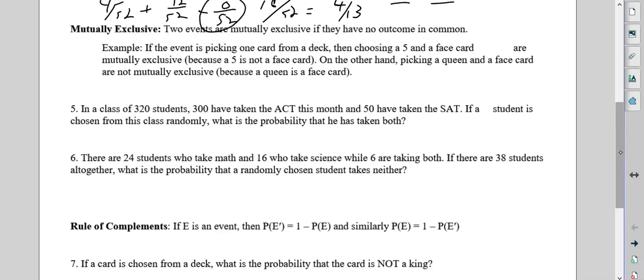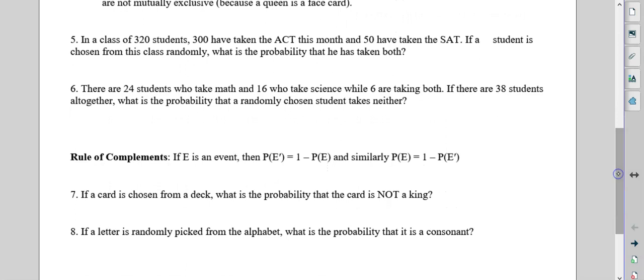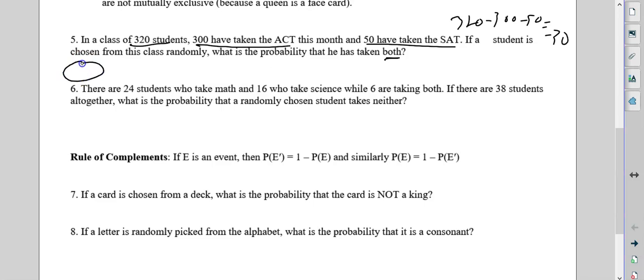Okay, so in a class of 320 students, 300 have taken the ACT, 50 have taken the SAT. If a student is chosen from this class randomly, what's the probability he has taken both? Okay, well, if you take the total number of students minus the ones who have taken the ACT minus the ones who have taken the SAT, you get negative 30. That is the overlap.